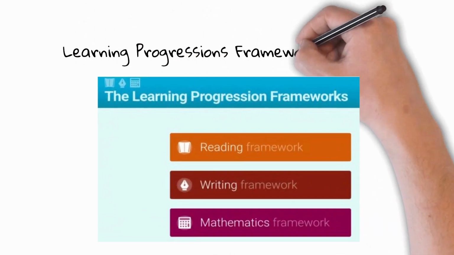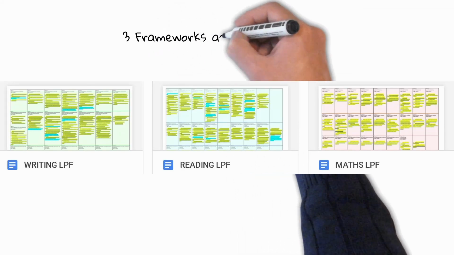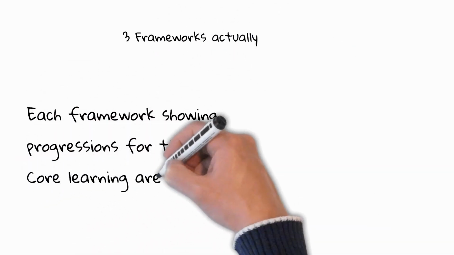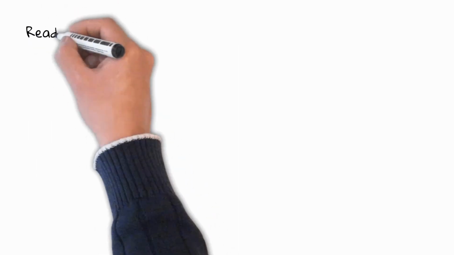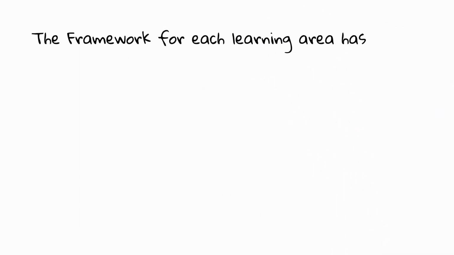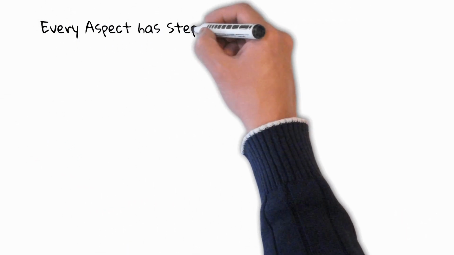This presentation is about the Learning Progressions Framework. In a nutshell, it is a framework. 3 frameworks actually, each framework showing a progression for the 3 core learning areas of reading, writing and maths. The framework for each learning area has aspects. Every aspect has steps, or what I refer to as stages.